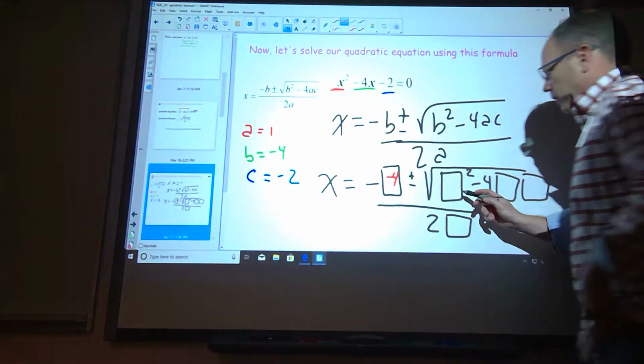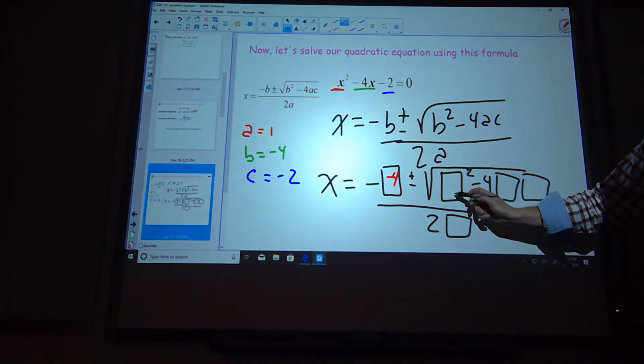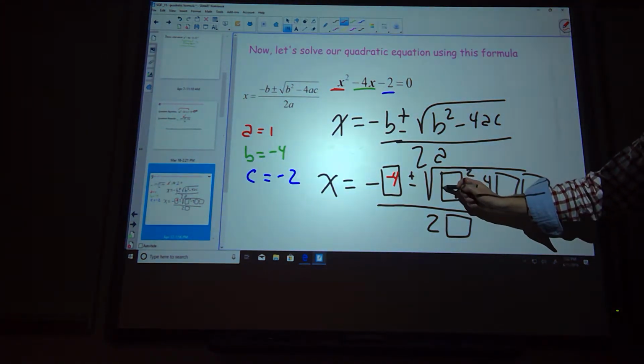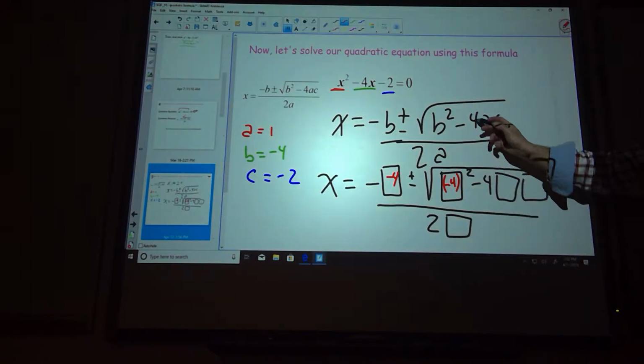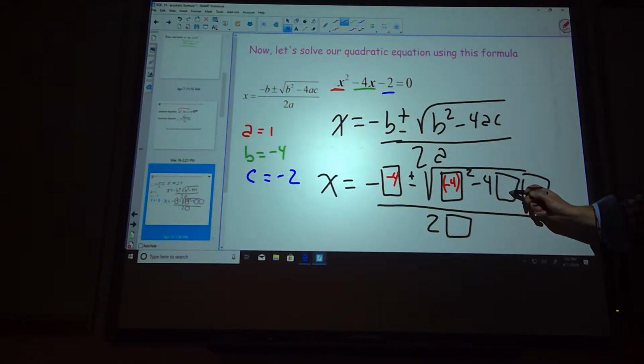What letter goes here? B again, so it's going to be -4. But here I'm going to square a negative. If I square a negative, what happens? Turns positive. This -4 stays as is. What letter is here? It's an A value, which is a 1. Good. And we're going to multiply these all together.